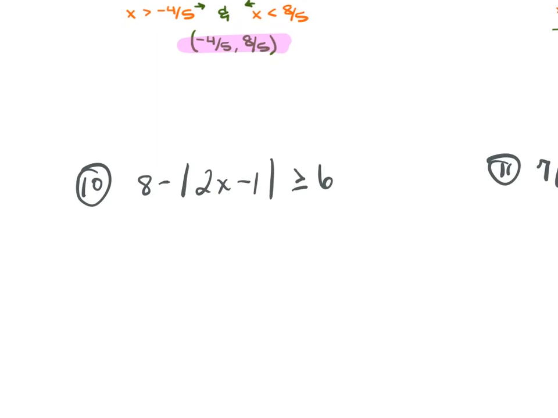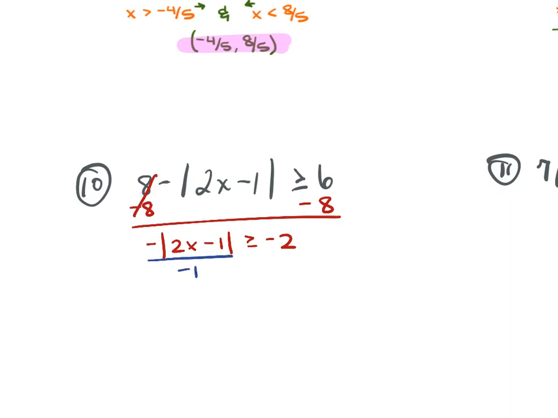For 10, we have 8 minus the absolute value of 2x minus 1 is greater than or equal to 6. Again, we have to isolate that absolute value first. So we're going to start by subtracting the 8 from each side. We get the opposite of the absolute value of 2x minus 1 is greater than or equal to negative 2. From here, we're going to divide each side by that negative 1. We flip the inequality sign. So this is giving us the absolute value of 2x minus 1 is less than or equal to positive 2.